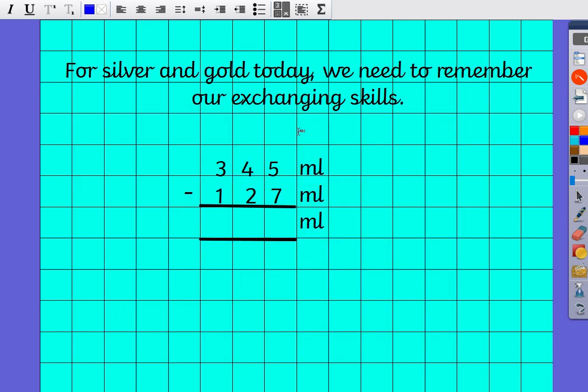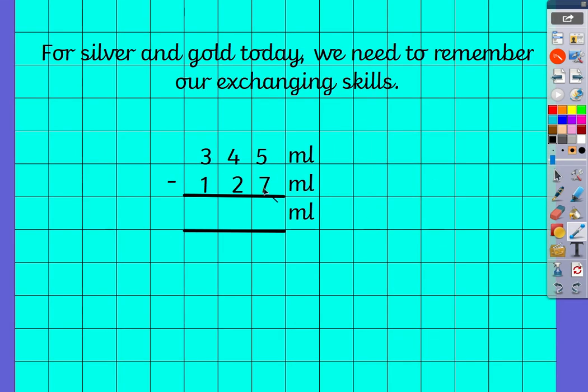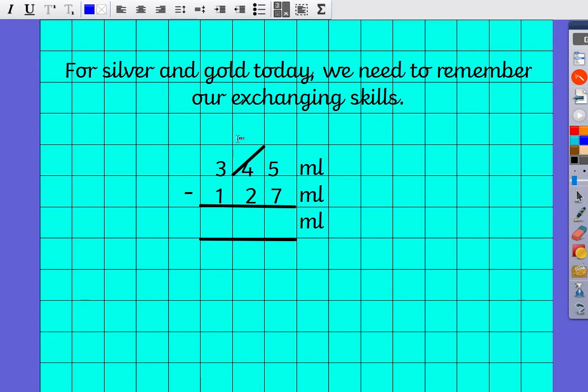Okay, when you've completed that bronze, for your silver and gold challenges today, you need to move on to using your exchanging skills. And exchanging skills, remember, are when we have to knock on next door and say, can I please borrow? So let's look at my problem here. 345 millilitres take away 127 millilitres. So let's begin by looking. Can we take 7 from 5? Well, no, we can't, can we? So we need to knock, knock, knock. And we need to say to the tens column, please can I borrow? And hopefully the tens column will say, why yes, of course you can. And it will make the 4 become a 3 because we are then going to put that 10 amount in there, aren't we? There it is.